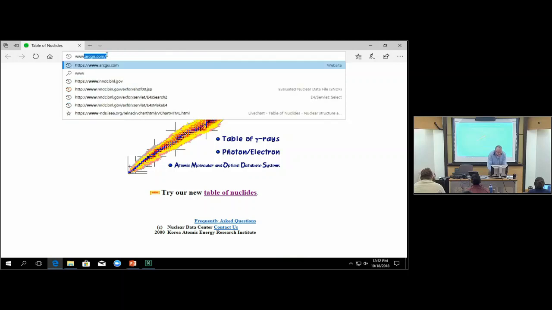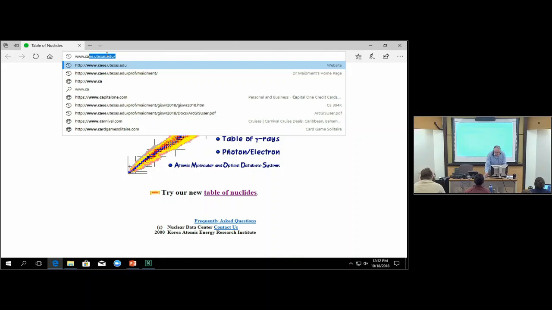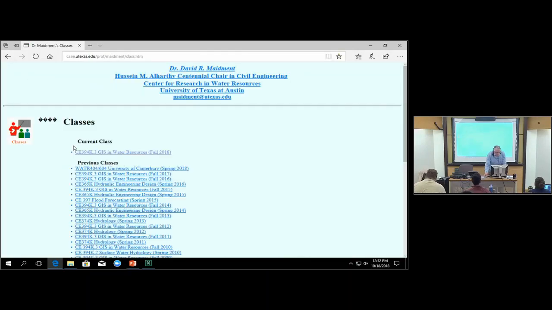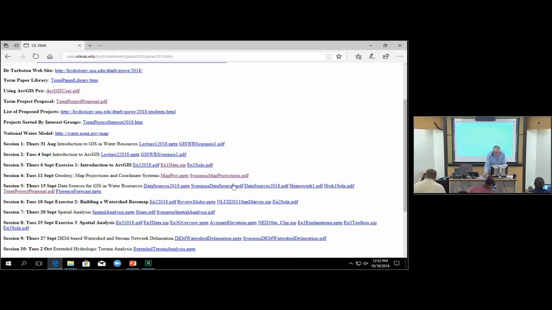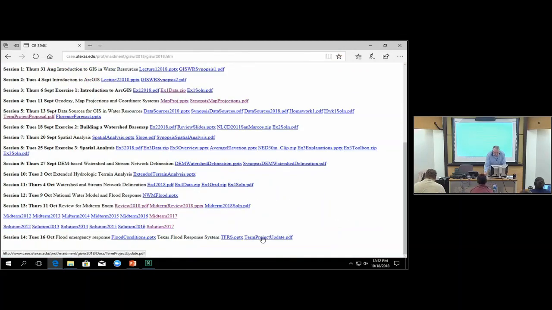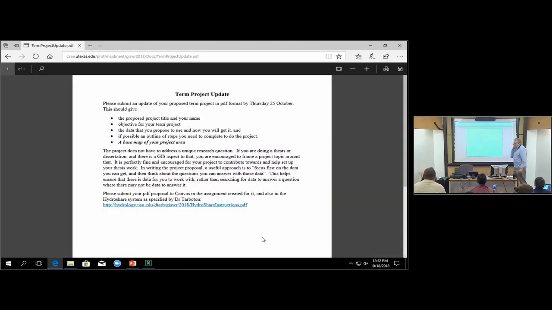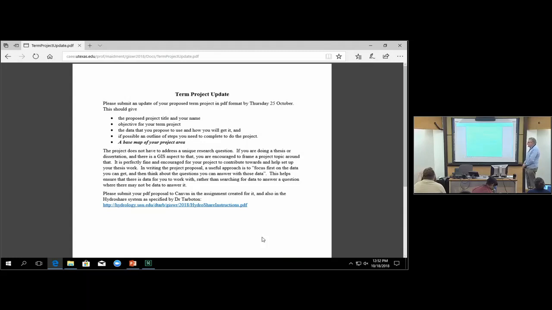So let's move on a little bit. Today we're beginning after the midterm exam, and we would like to get a term project update. I've put an assignment on Canvas called Term Project Update, which is the same as the assignment for the term project proposal, except I added a base map. Please apply a base map. The requirements are just the same as before, but I'd like to see a map. That's due a week from today, so it's Thursday of next week.